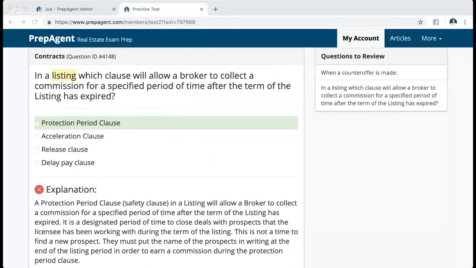Okay? Also, the protection period clause is negotiable. Typically around 2 weeks, but it could be completely negotiated for anything.